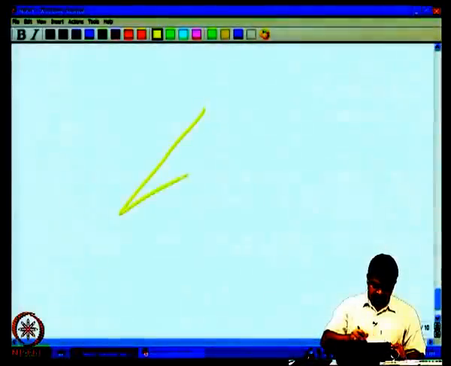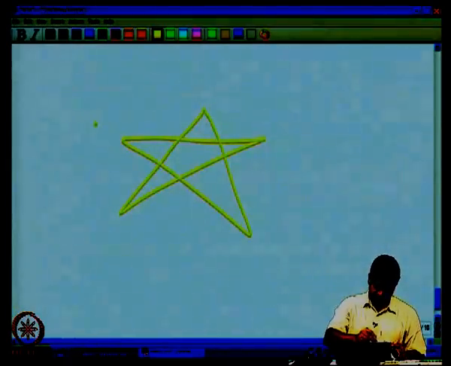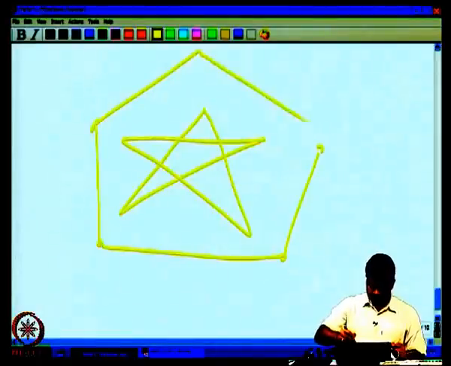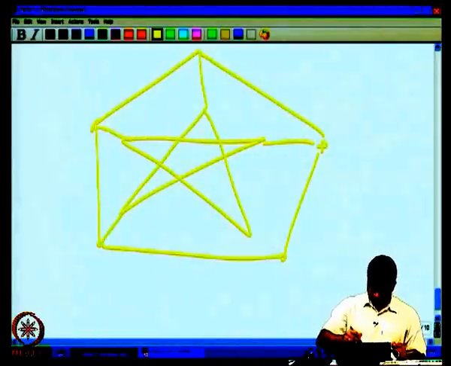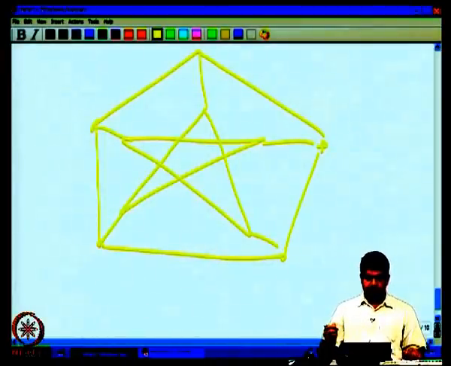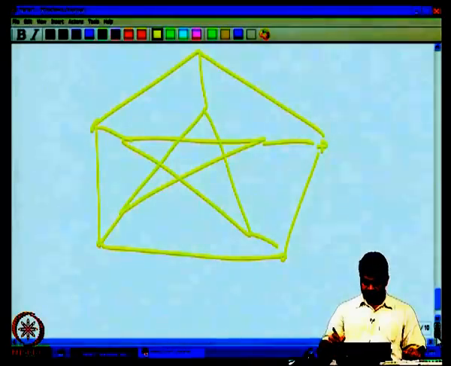So like that we can consider several examples. Another example you may want to consider is the Petersen graph. What is the chromatic number of the Petersen graph? This is the graph. How many colors are required to color this thing? I'll leave it to you to figure out how many colors are required for this graph.